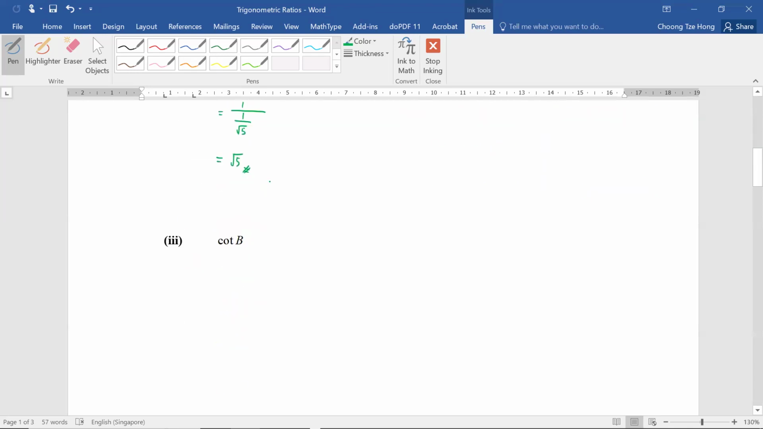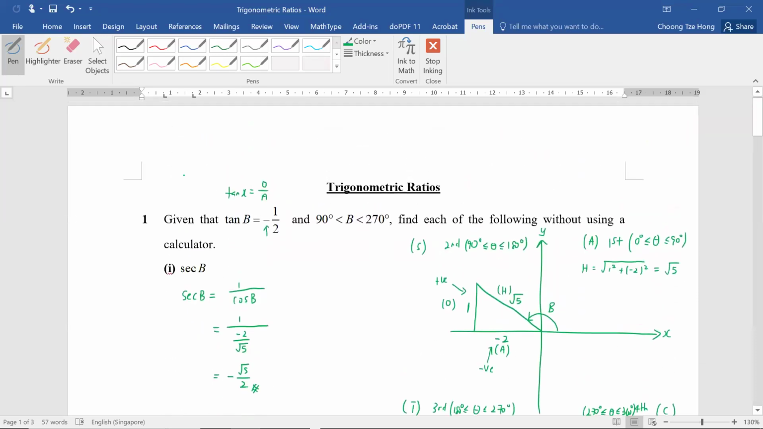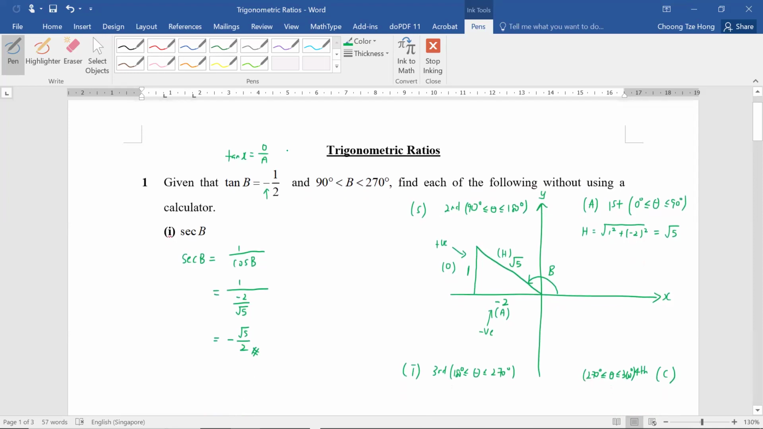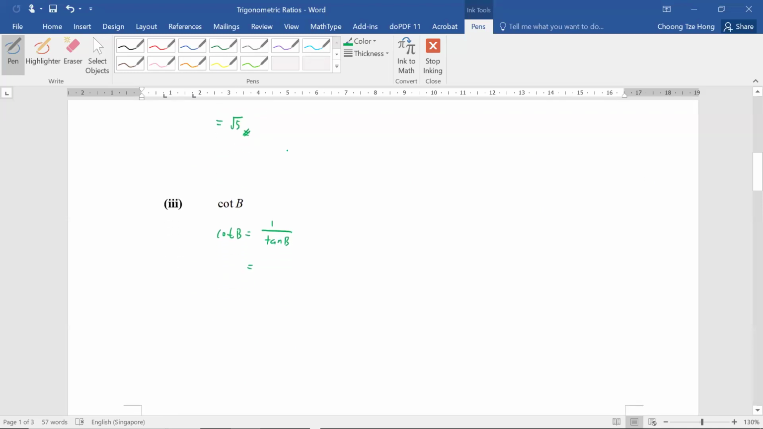Then part 3, we want cotangent B. So cotangent, if you recall, is 1 over tangent B. This one you don't have to look at your triangle actually, because tangent B is originally given in the question already. But if you look at your triangle, you should also still get back the same answer. So negative half. So you just put 1 over negative half. So that will give you -2.